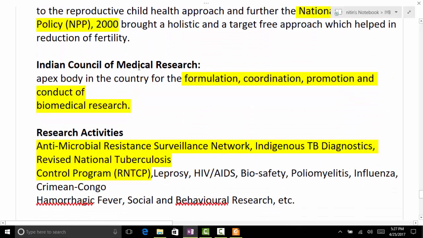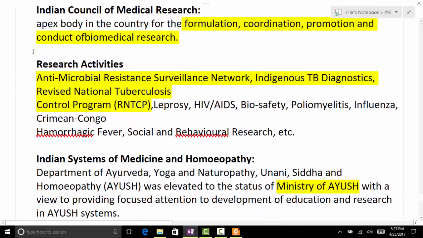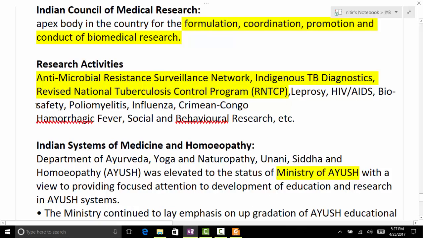ICMR for research, right? Certain research activities, AMR. AMR is very much in the news. Antimicrobial resistance. There is an AMR surveillance network, indigenous TB diagnostics, RNTCP. These have been certain research activities.